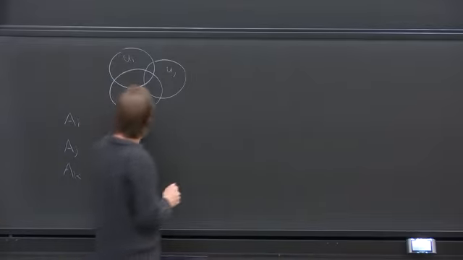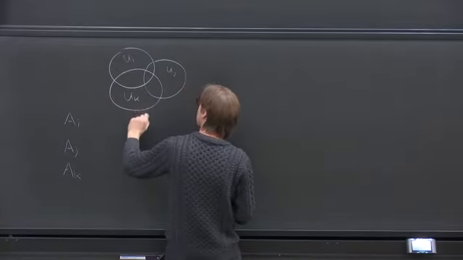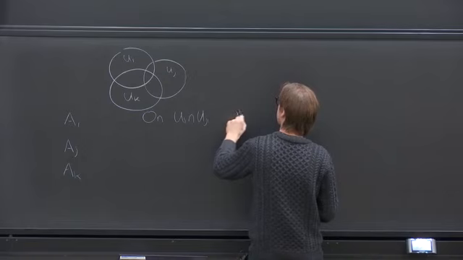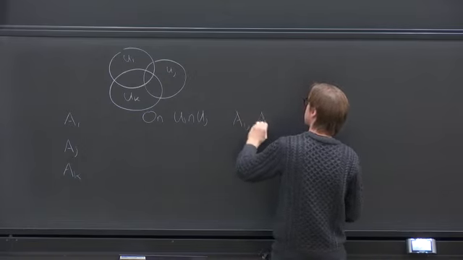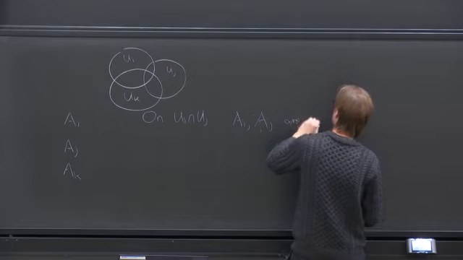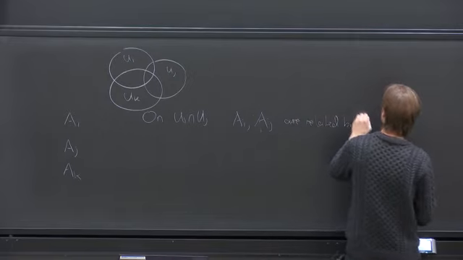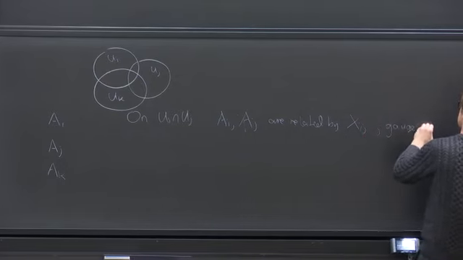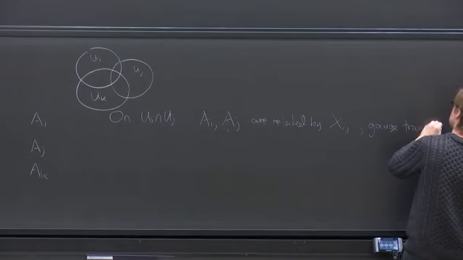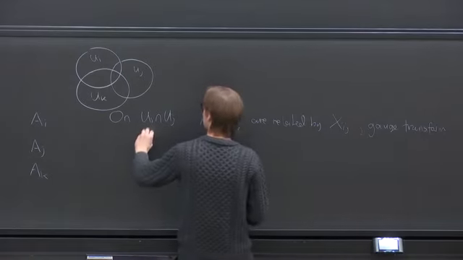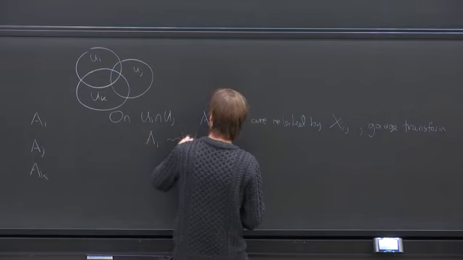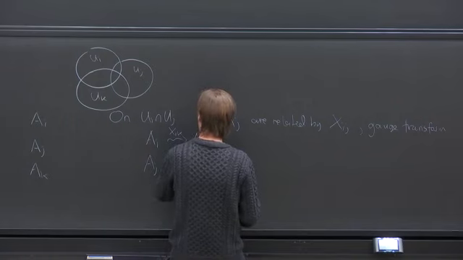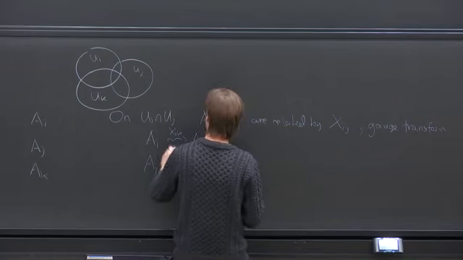Now, when we go from patch to patch, on the intersection, A_i and A_j are related by some gauge transformation, X_ij. And similarly, A_i and A_k are related by X_ik, and A_j, A_k are related by X_jk.